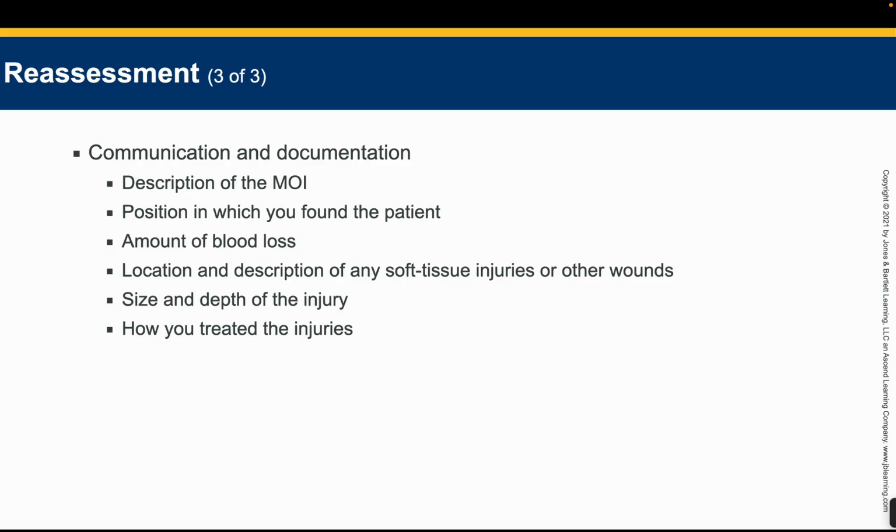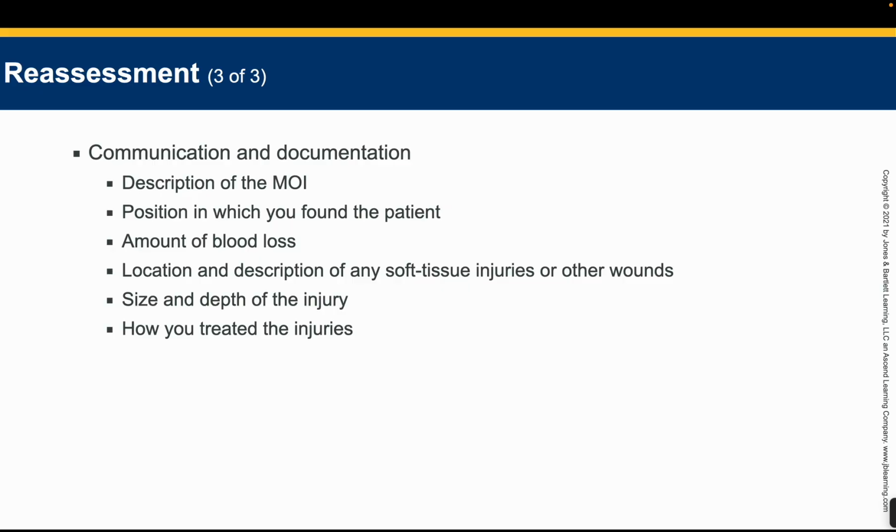Document the position you found the patient in, as well as estimate the size of blood loss if applicable. Be specific about the injuries, their location, size, and depth, and describe them clearly. And just as important, document what you did, the treatments you provided, and how the patient responded. This isn't just paperwork. It's how you communicate with the next level of care.